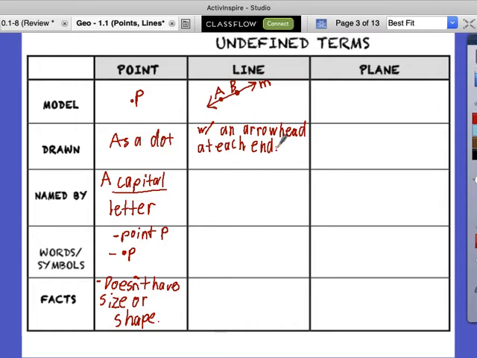We name it by either 2 points on the line, or we use a lowercase letter. So we use one of 2 things there, and I put 2 dashes to show this is one thing we name it by, or the second thing we name it by.